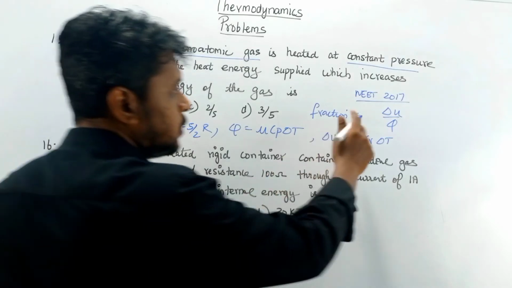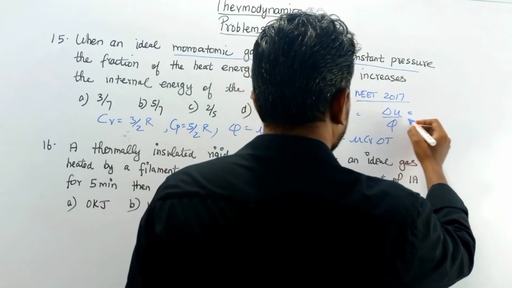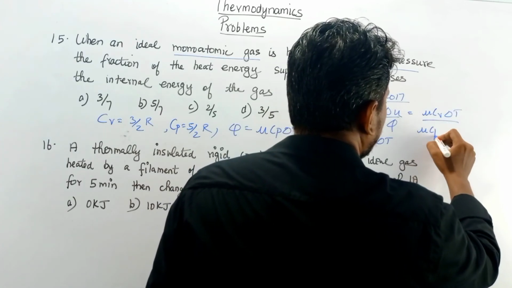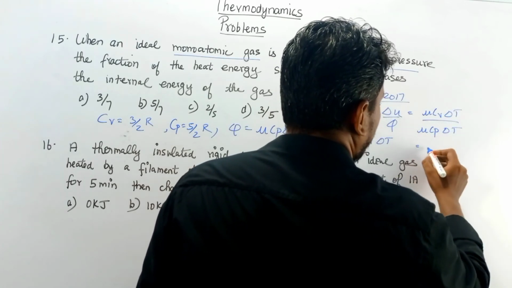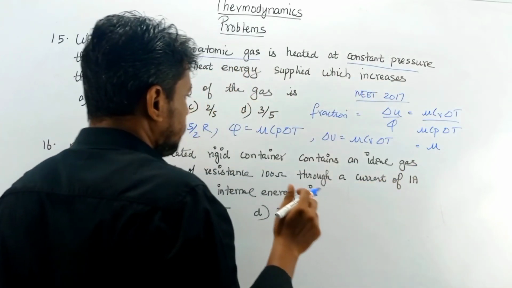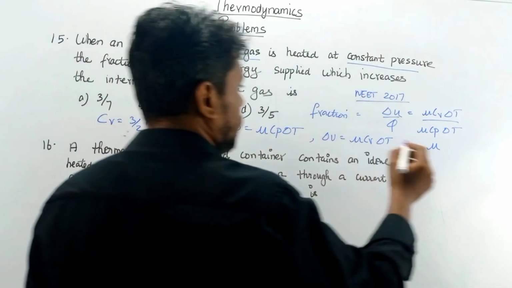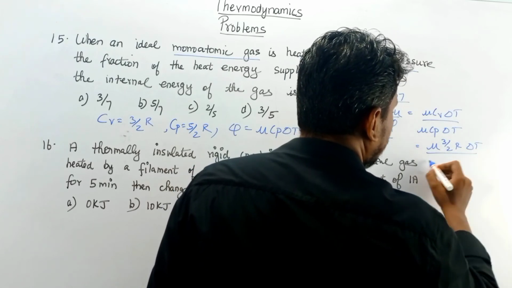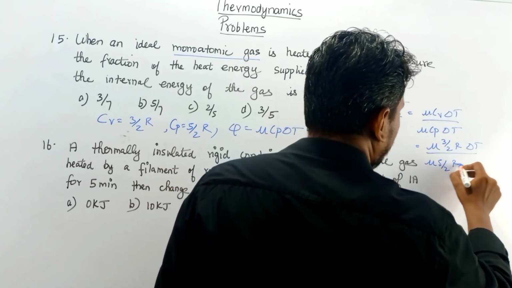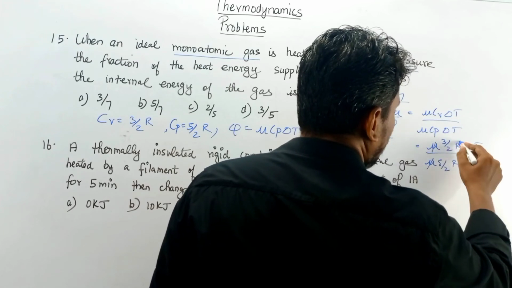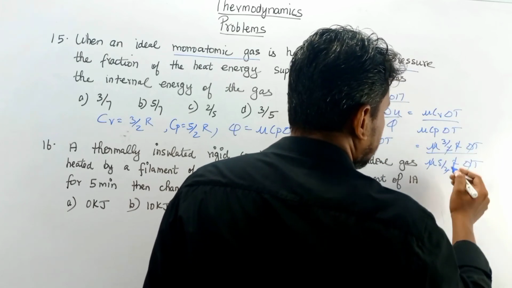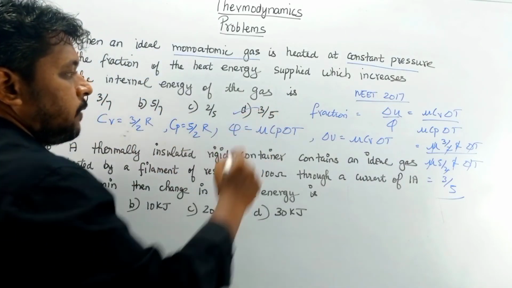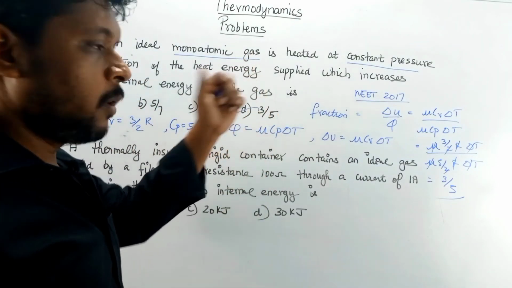Now substitute these values in this equation. So you know that this is mu Cv delta T divided by mu Cp delta T. Okay, so the value of Cv is 3 by 2 R delta T by mu 5 by 2 R delta T. So mu R gets cancelled, 2 gets cancelled. So the final answer will be 3 by 5. So 3 by 5 is the right answer for this problem.